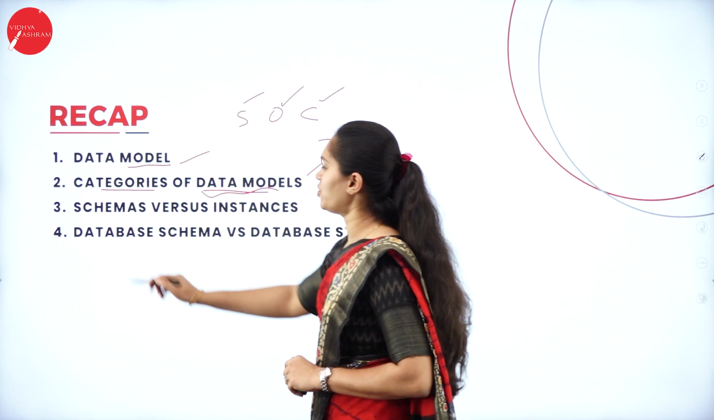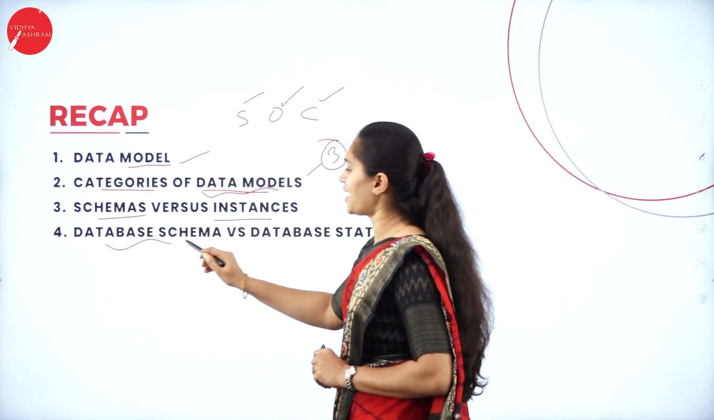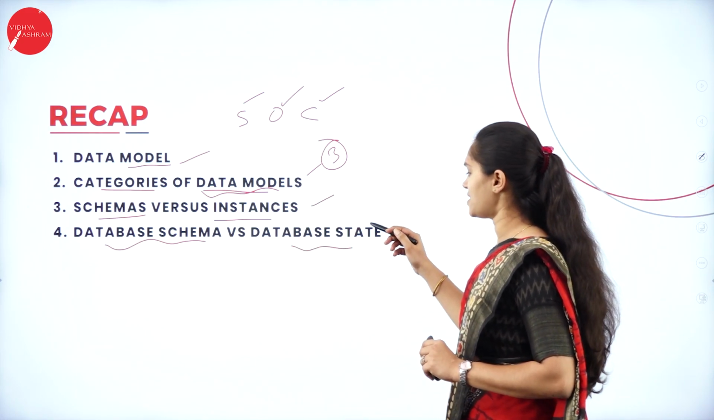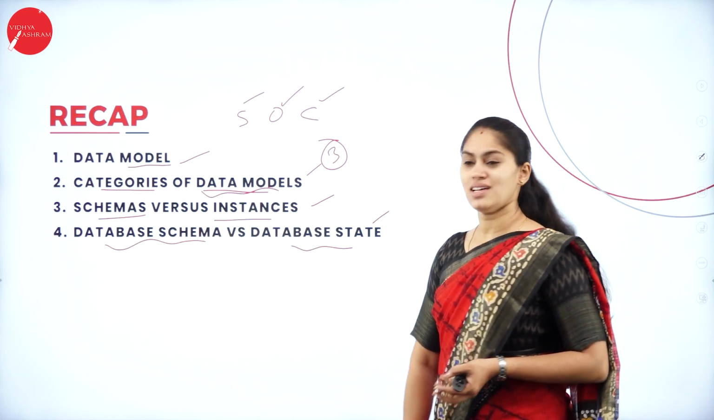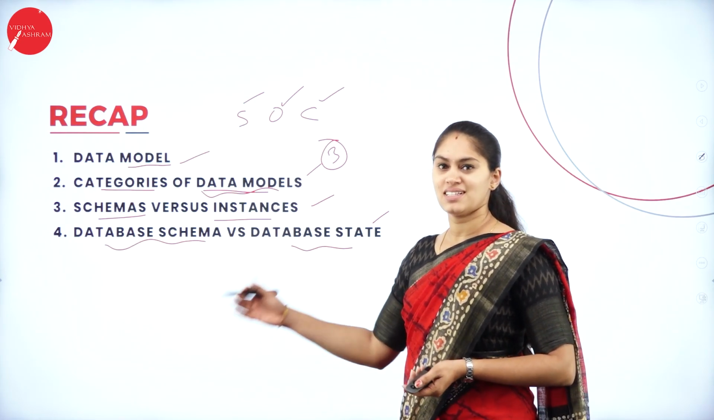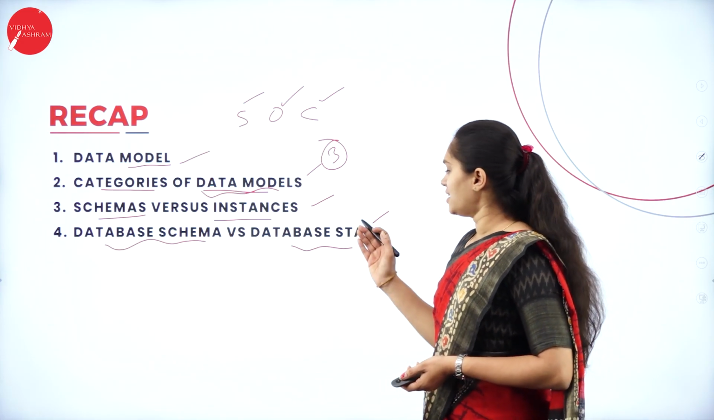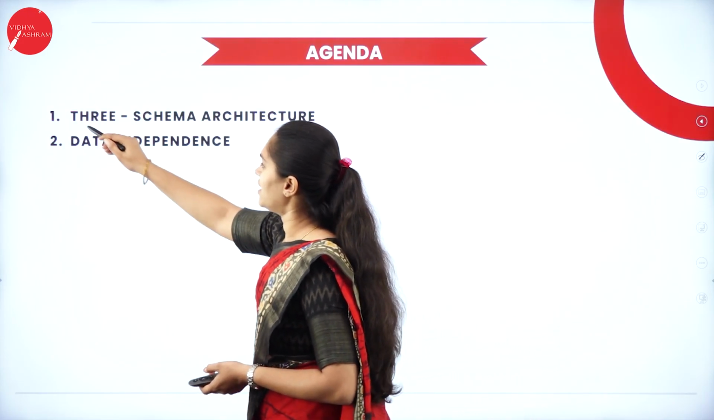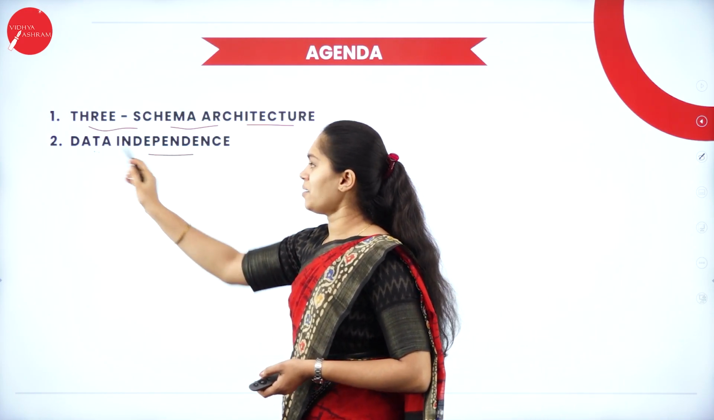We also discussed database schema versus database state. These instances or state are both the same, and we discussed schemas versus instances, or occurrences, or a snapshot of a database. That is, the data present at an actual time will be considered as what? Database state or an instance. So in today's session, we are going to learn the 3 schema architecture, and also see what we mean by data independence.